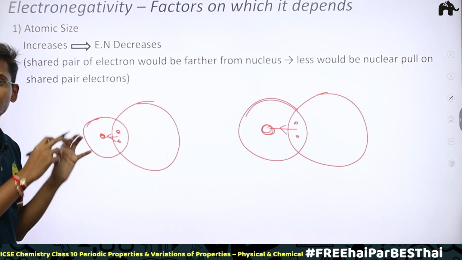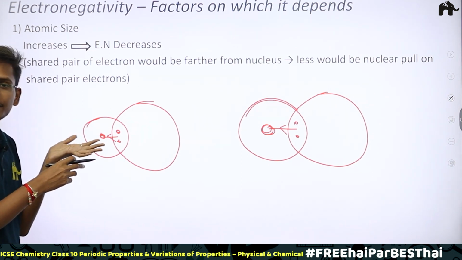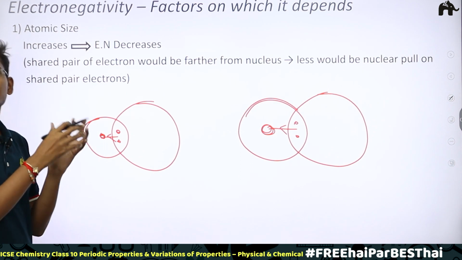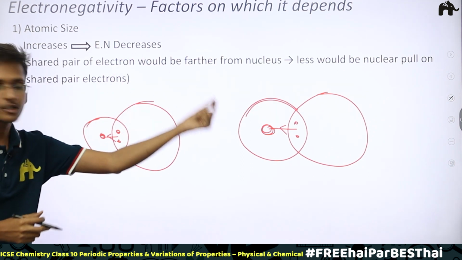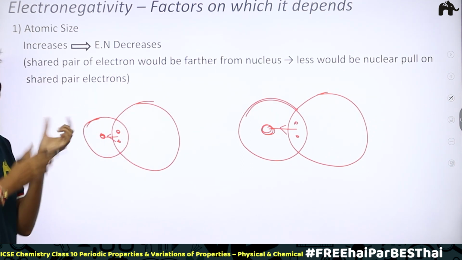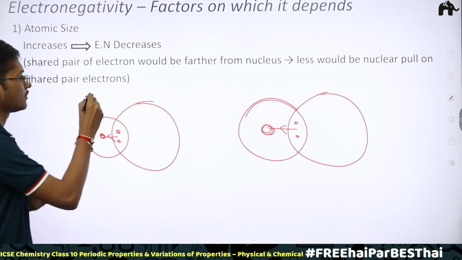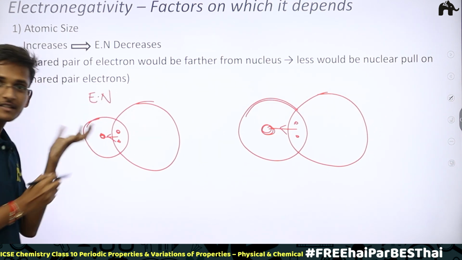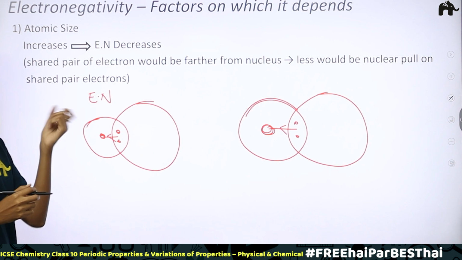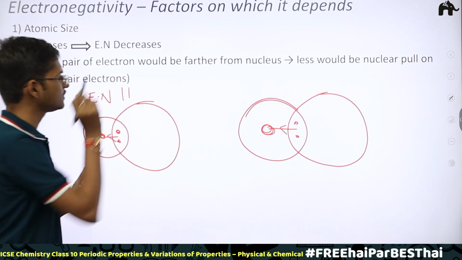Now what is happening then? If they are being attracted more strongly, then the tendency to attract the electron is more here as compared to that case. So if the tendency to attract the electrons is more, what does it mean? Yes, the tendency to attract the shared pair of electrons is electronegativity. So electronegativity here is more.